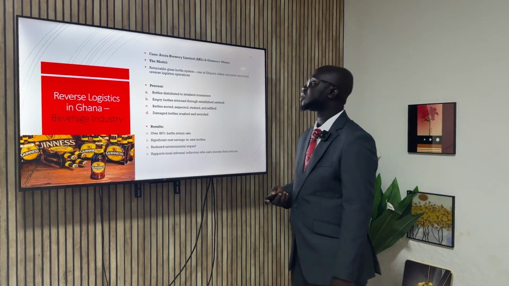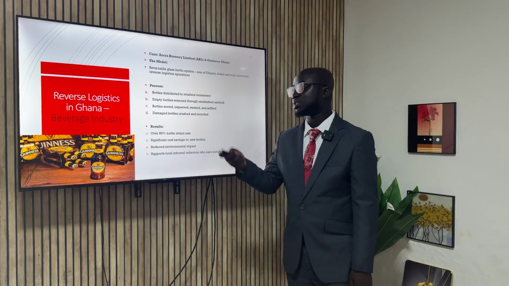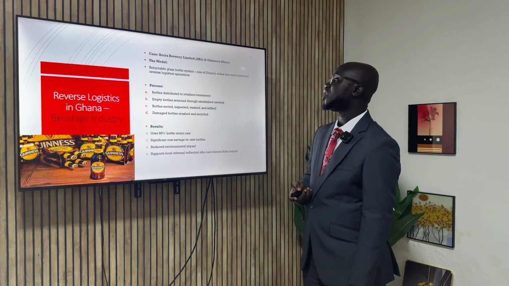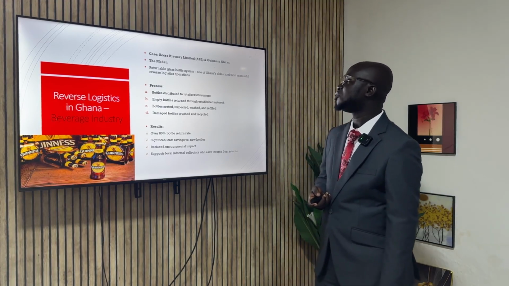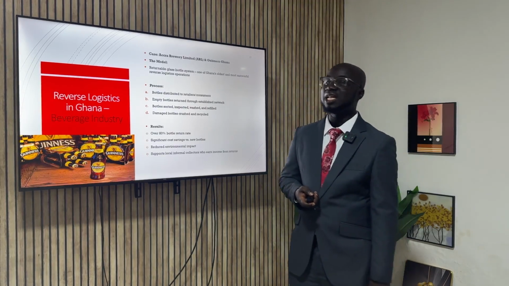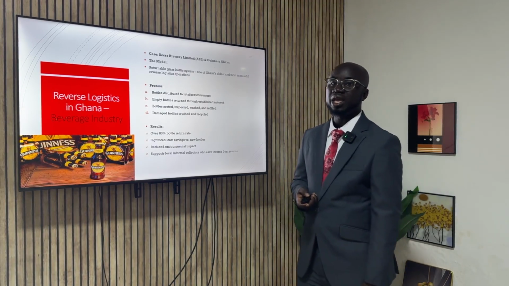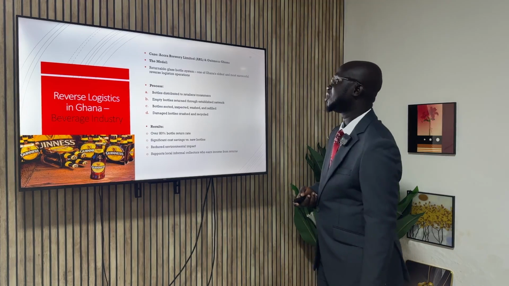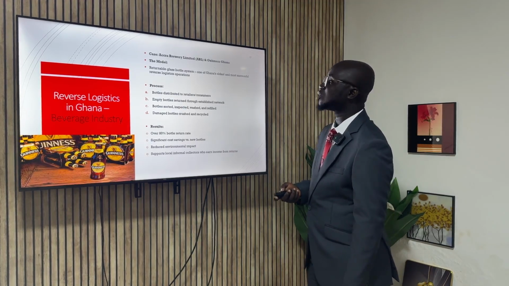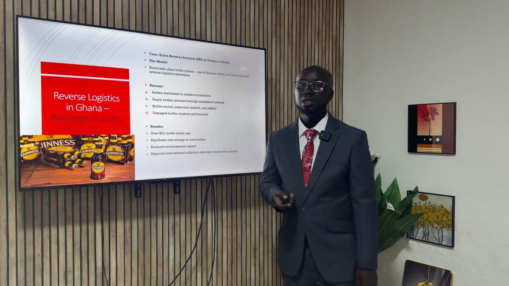We are looking at reverse logistics in Ghana, and we are concentrating mostly on the beverage industry. With the beverage industry, we are looking at Accra Brewery Limited and Guinness Ghana. As you can see, here in Ghana they have an excellent reverse logistics system, and it is one of the oldest and most successful logistics operations.